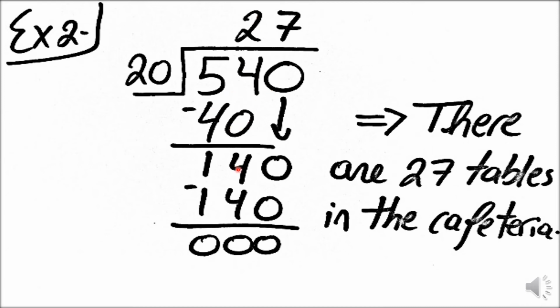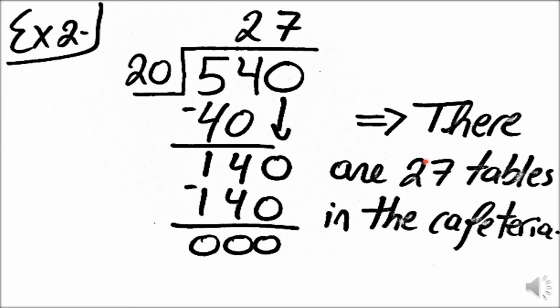54 minus 40 equals 14. I bring down the 0. Now I have 140. I ask myself, how many 20s do I need to get 140 or almost 140? It's 20 times 7. I write 140 under this 140 and subtract, and I get 0. So we don't forget to write the complete answer. There are 27 tables in the cafeteria. Each table can fit 20 students. So we have 27 tables.